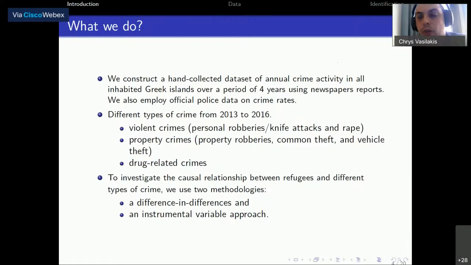The good point for our identification strategy is that these islands are very close to the Turkey borders, and at the same time the Greek islands belong mostly to the same district, so they have similar characteristics across them. And the second one is an instrumental variable approach, with which we try to solve potential measurement error, omitted variable bias, and also self-selection of migrants.